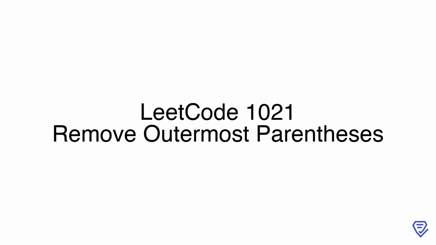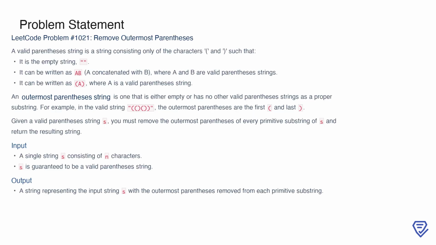Let's dive in. In this problem, we're working with valid parentheses strings, which are sequences of open and close parentheses that follow specific rules. A valid string can either be empty, represented as an empty string, or it can be formed by concatenating two valid strings together. For example, if A and B are valid strings, then AB is also valid. Another way to form a valid string is by enclosing a valid string within a pair of parentheses, like (A).